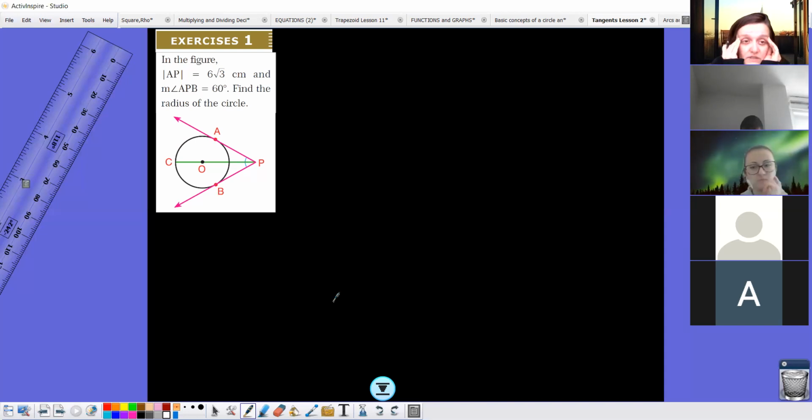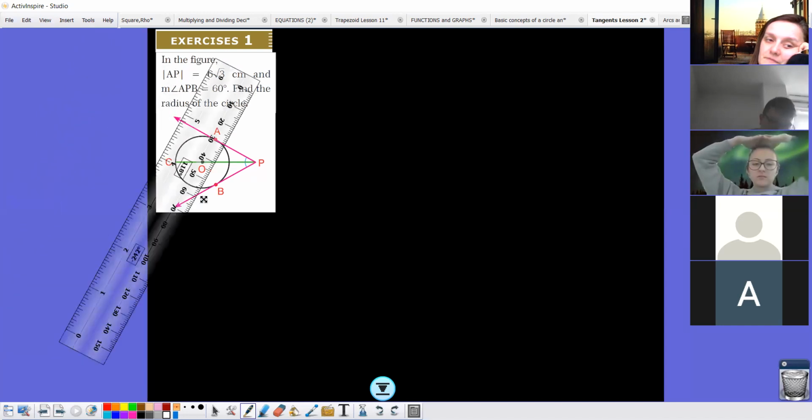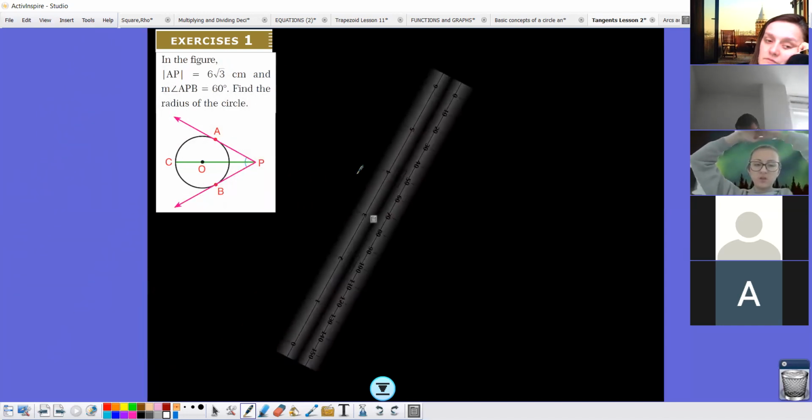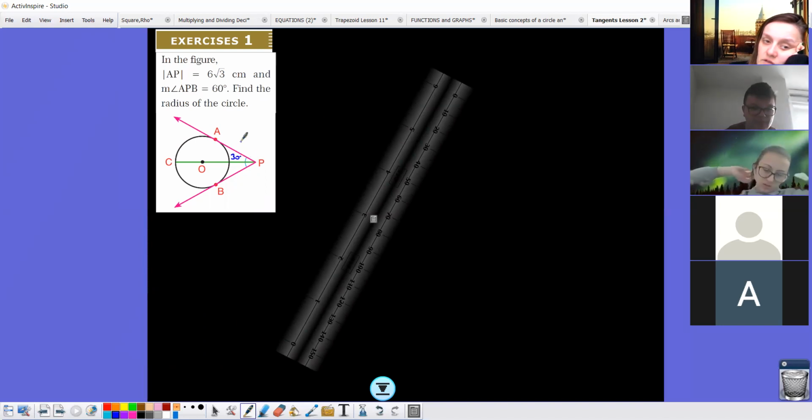In this question, it says that AP is 6 root of 3, and the measure of the angle APB is 60 degrees. Find the radius of the circle. First, we know PO is a bisector of the angle APB, so angle APO will be 30 degrees. So this angle will be 30 degrees, and also the other one will be 30.